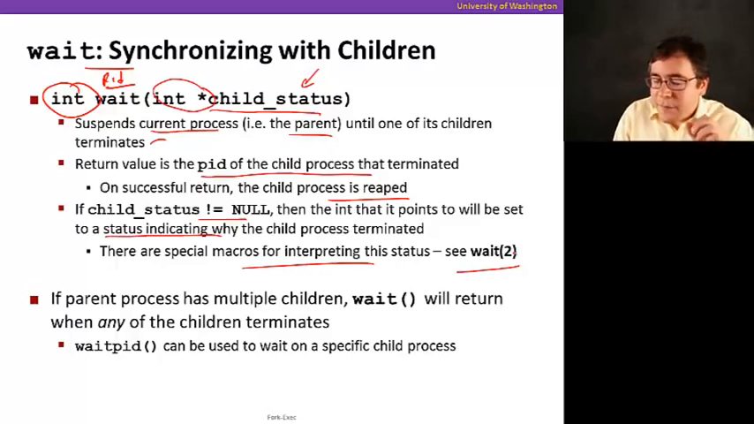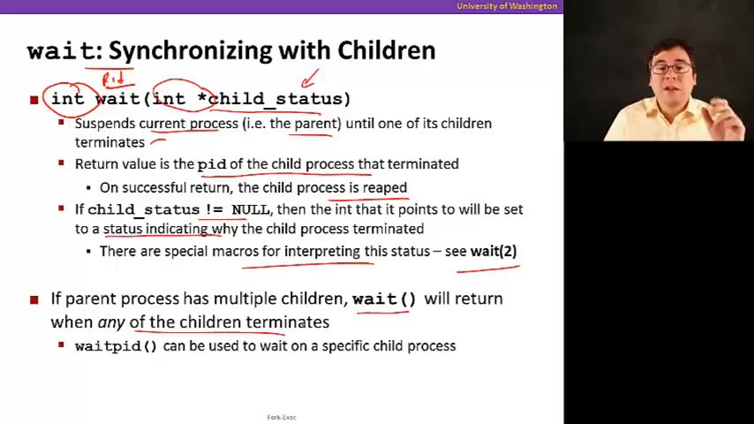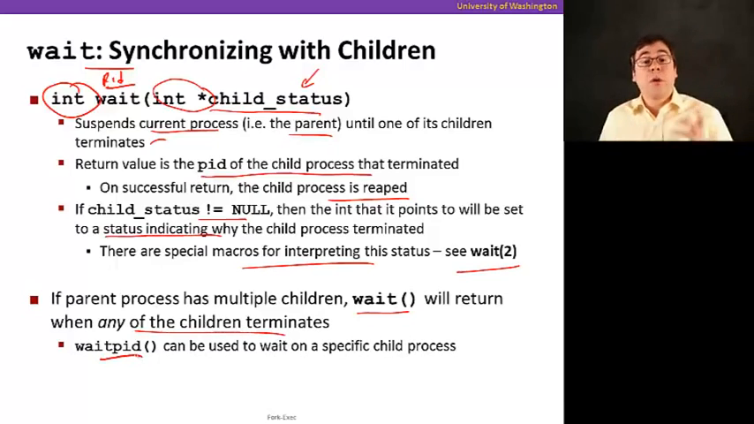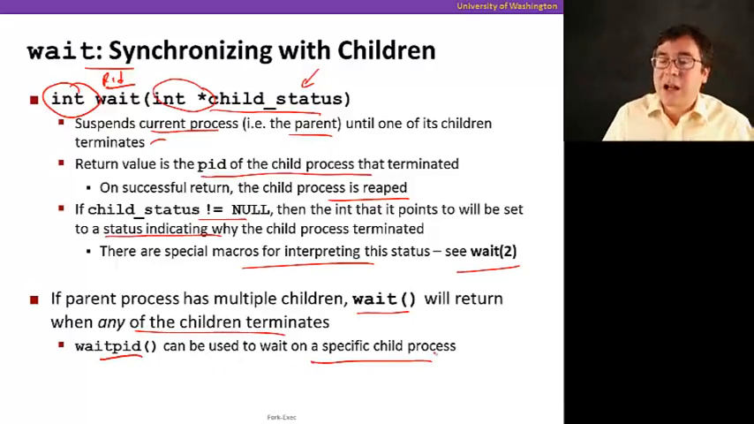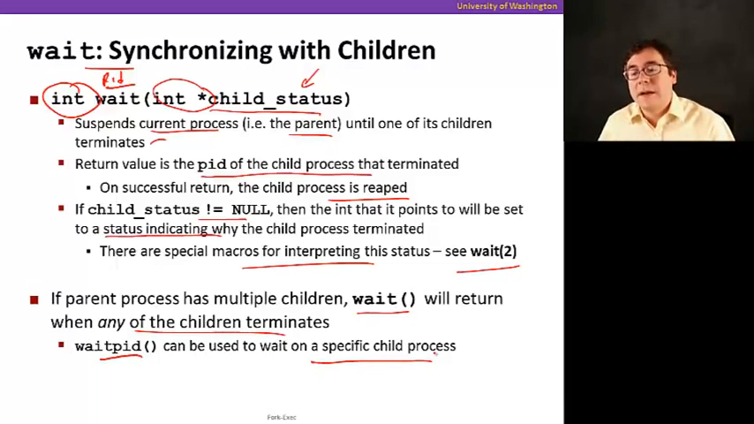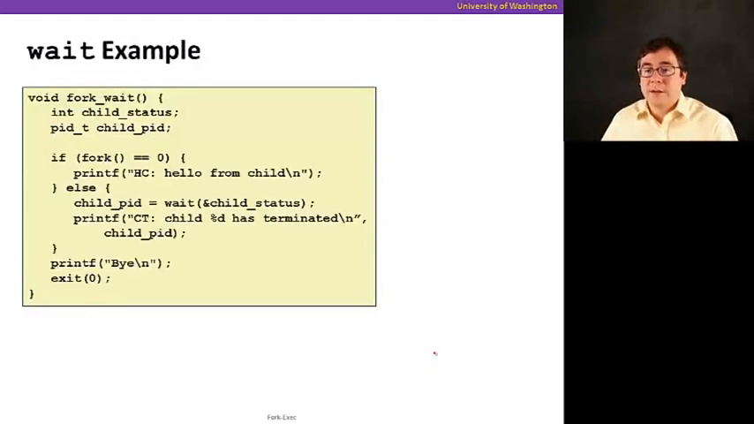Now note that if a parent process has multiple children, calling wait will return when any of the children terminates. That's why there's another call called waitpid. It lets you wait on a specific child process by passing its PID as a parameter. So let's see an example of wait here.